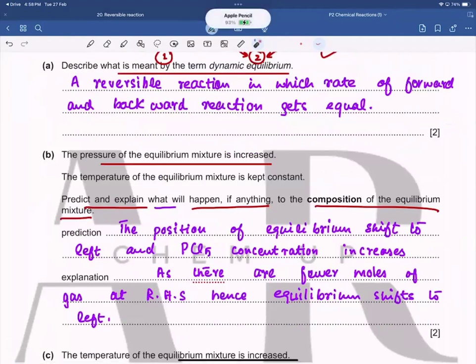But how did the concentration increase? So we will be ending the class over here. In the next class, we will do the Haber process and the contact process.